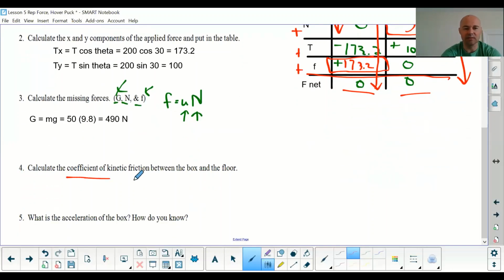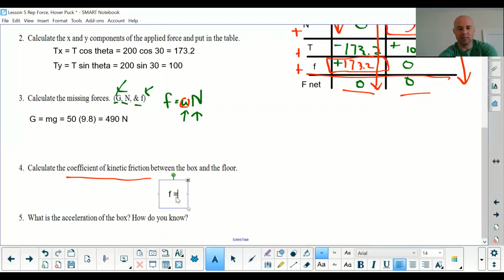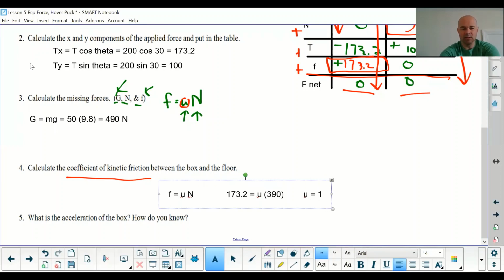All right, so the last step here, there's a couple things for 4. It says calculate the coefficient of kinetic friction. So that's this μ. We're going to look for μ, and we're going to use the equation F equals μ times N. We know the friction now is 173.2, μ is what we're looking for, and N, the normal force we just said, is 390. So we have everything that we need. We only have one variable missing, so we're just going to do the algebra and solve. So μ is equal to 173.2 divided by 390, and that value is something like 0.44.